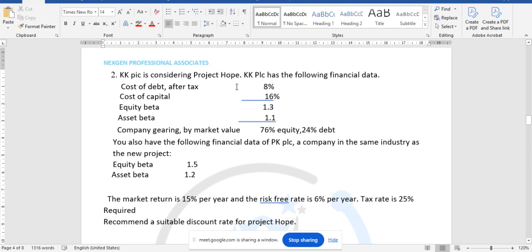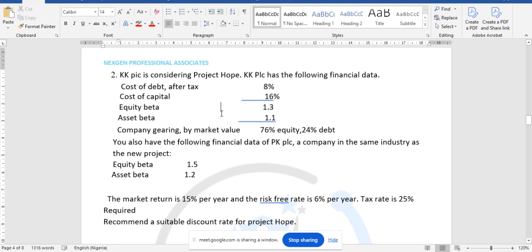Now, the cost of debt, you can see the cost of debt after tax is given as this. Then the cost of capital is given as 16%, while the equity beta is given as 1.3.